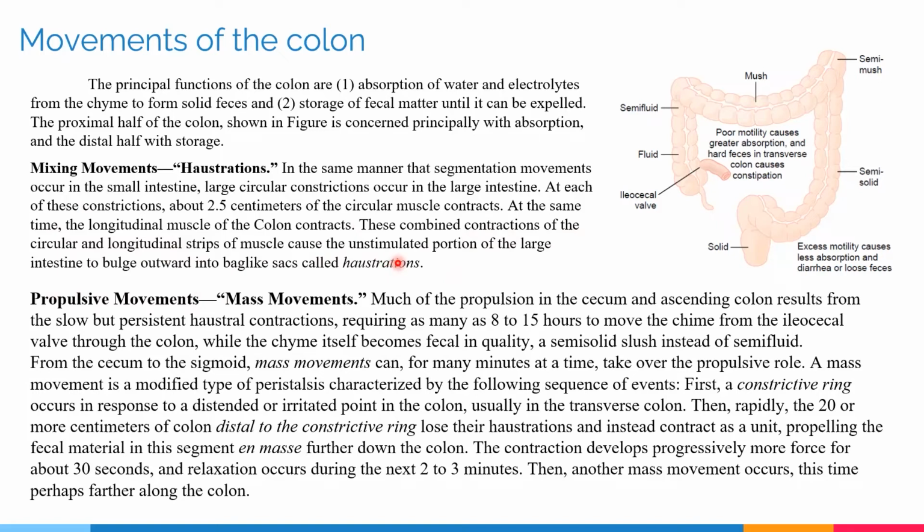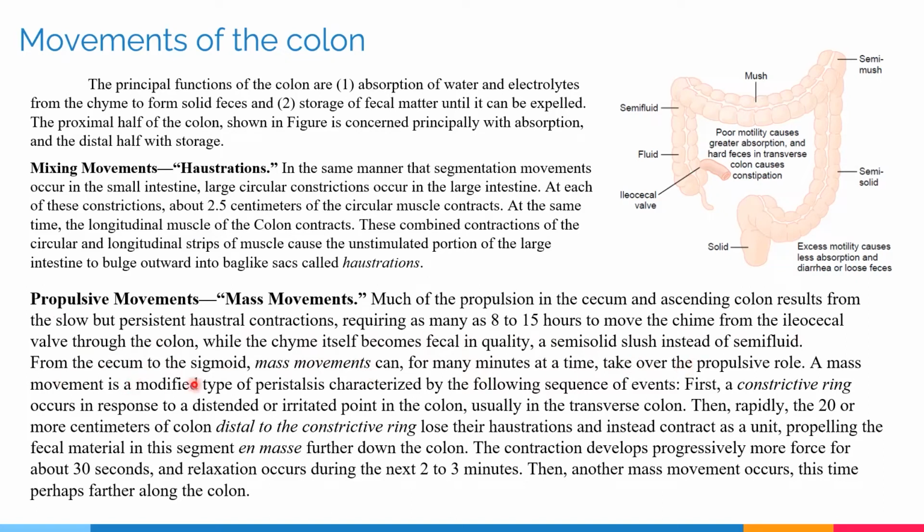Next, we look into the propulsion movements or mass movements that occur. Much of the propulsion in the cecum and the ascending colon results from slow but persistent contractions, requiring as many as 8 to 15 hours to move the chyme from the ileocecal valve through the colon, while the chyme itself becomes fecal in quantity, a semi-solid slush instead of semi-fluid.